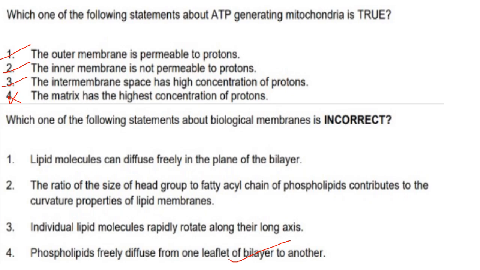Then next one. Which of the following statements about biological membranes is incorrect? Lipid molecules can diffuse freely in the plane of a bilayer. That is correct. The ratio of the size of the head group to the fatty acyl chain of phospholipids contributes to the curvature properties of lipid membranes. That is also correct. Individual lipid molecules rapidly rotate along their long axis. That is also correct. Phospholipids freely diffuse from one leaflet of the bilayer to another. That is incorrect, and your answer is option 4.